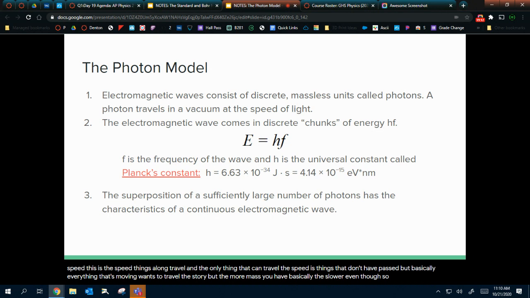Sort of. The electromagnetic wave comes in discrete chunks of energy, HF. So for every single photon, if you know the frequency, we can find the energy. F is the frequency of the wave, and H is a universal constant called Planck's constant.